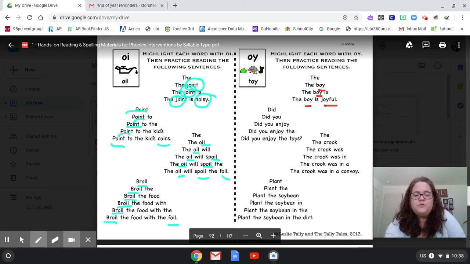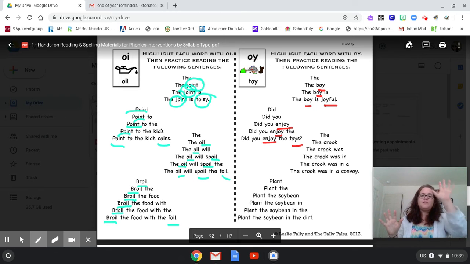Did you enjoy the toys? Again, oi is in the middle, but why? Think about the word toy. If I took that S off, because that S is a letter that makes the word plural, it's not there for the spelling of the word. It's there to make the word plural. So if you were to take that off, the word toy, oi is at the end. So even though it looks like it's in the middle, in reality, taking off that ending S, you've got toy.